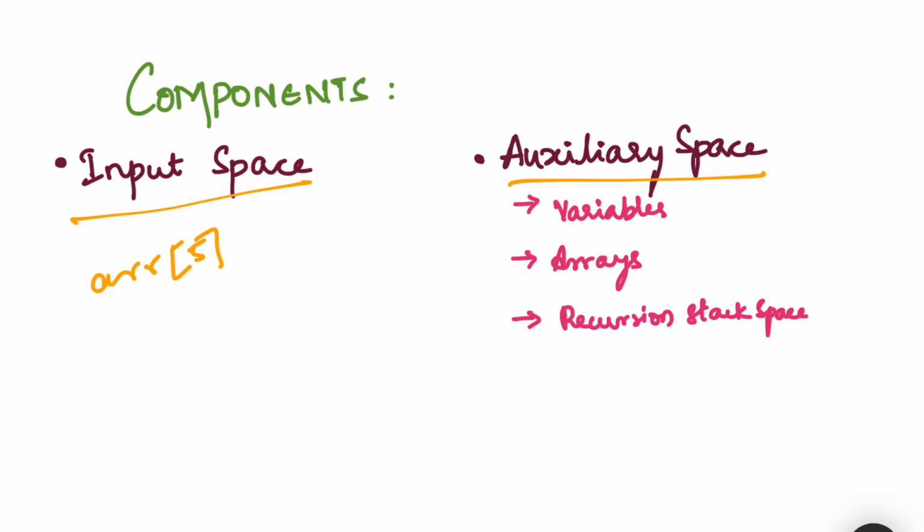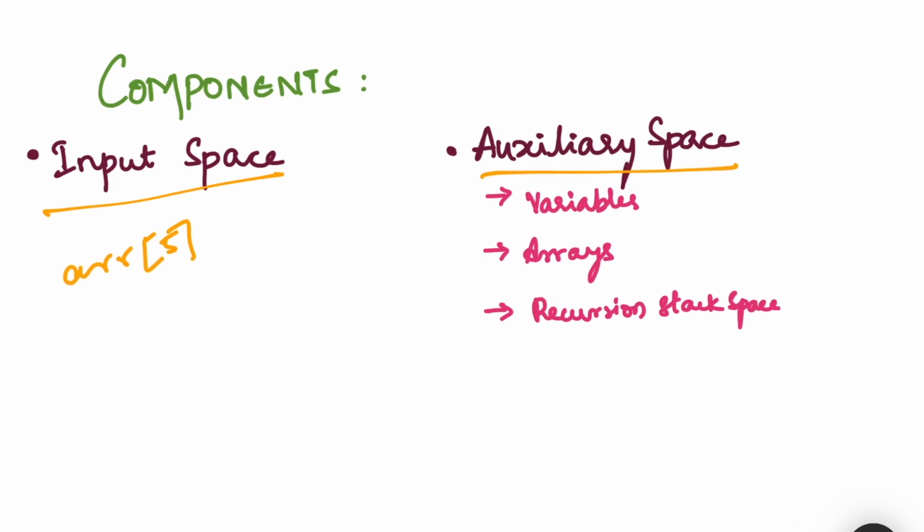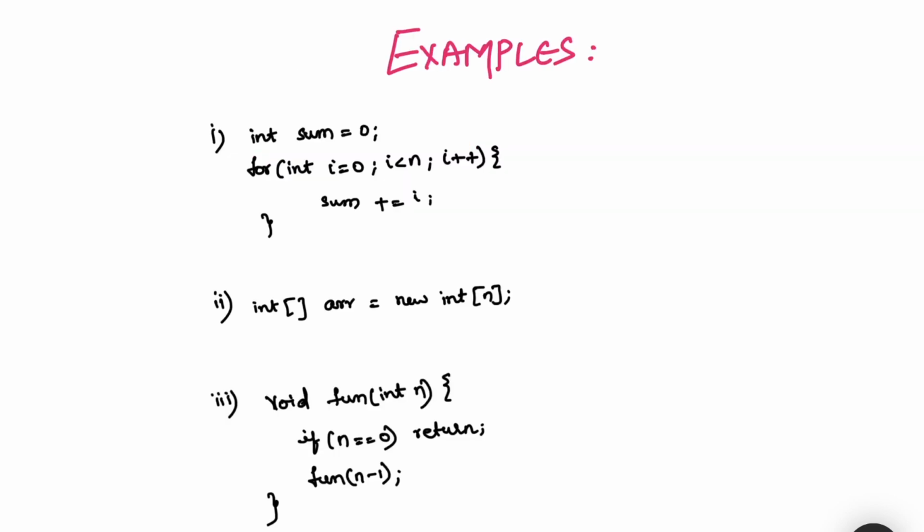And the second one is auxiliary space, that is the extra memory used by the algorithm apart from the input, which includes extra variables, extra arrays, and recursion stack space. So when we talk about space complexity in interviews or problem solving, we usually mean auxiliary space, not input space. Let's understand more about space complexity from the examples.